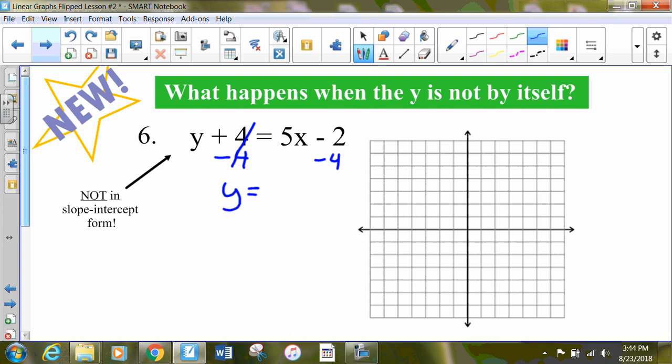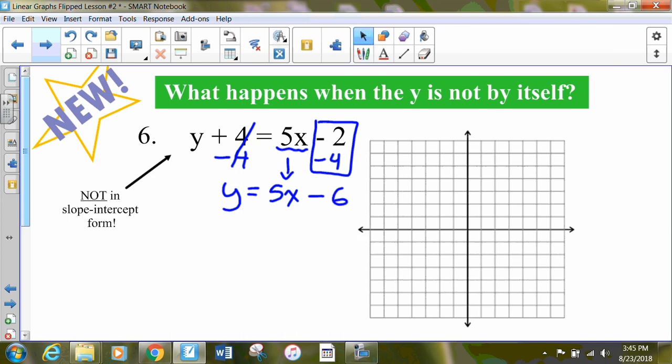Now, I'm not going to subtract 4 from the 5x, because 5x and 4 are not like terms, so they can't do any addition or subtraction together. So I'm going to bring down the 5x, but I am going to combine the negative 2 minus 4. So in my calculator, I'd hit negative 2, then minus a 4. I hit enter, and I'm going to get a negative 6.